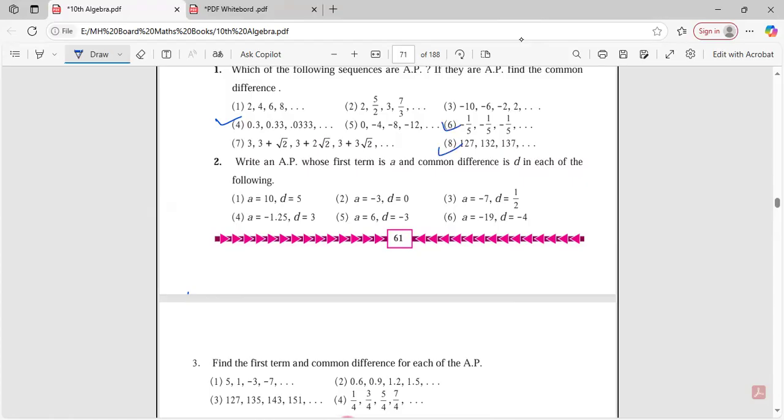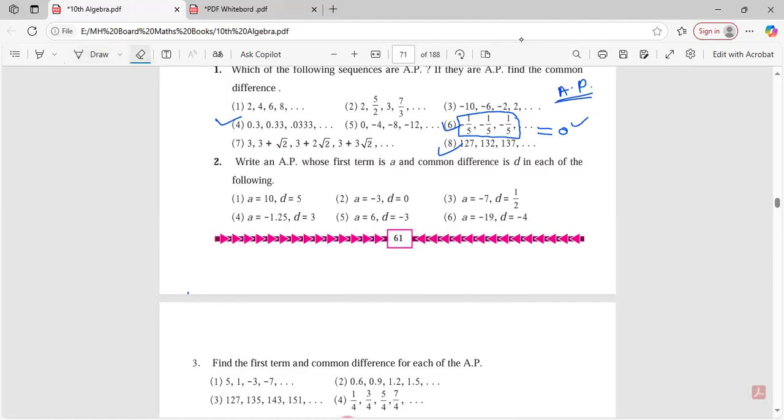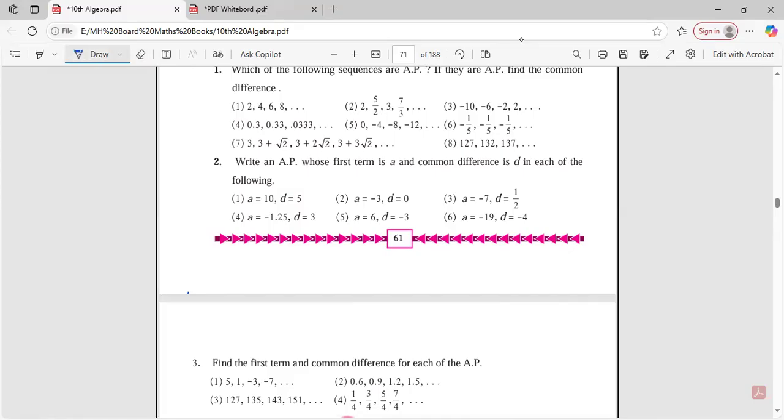What about the sixth? The common difference will be 0. So it is a constant arithmetic progression in which each term is constant. It is not progressing, it is remaining constant. Fourth is not in AP because we are getting first 0.1, then 0, 0, like that.